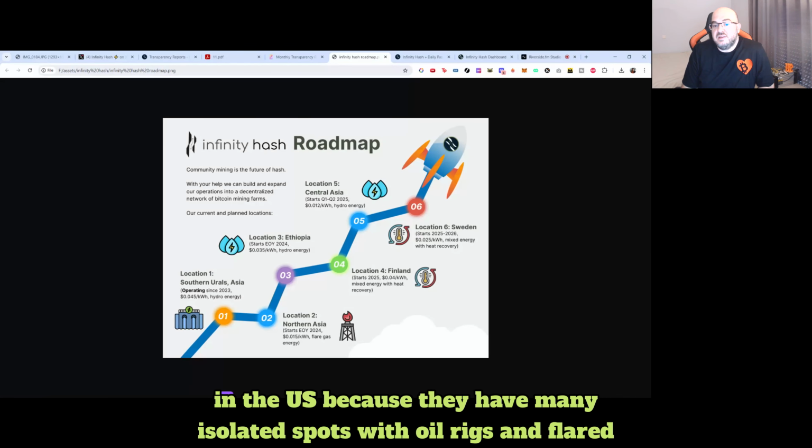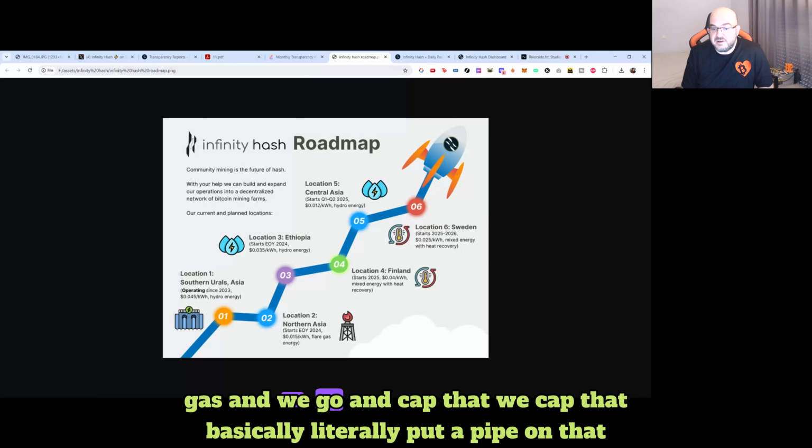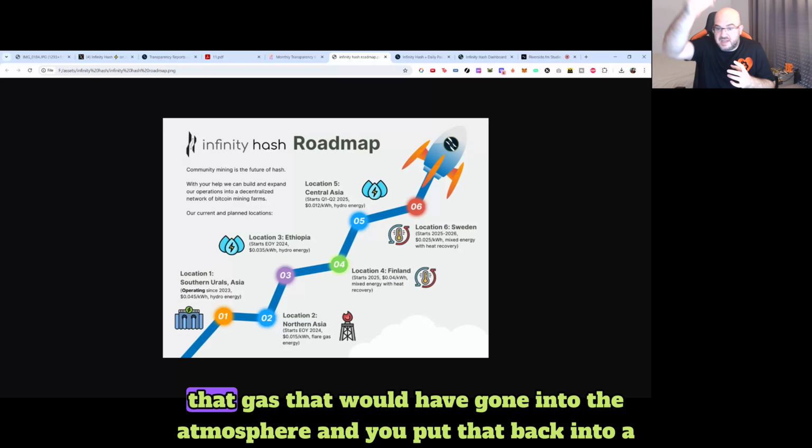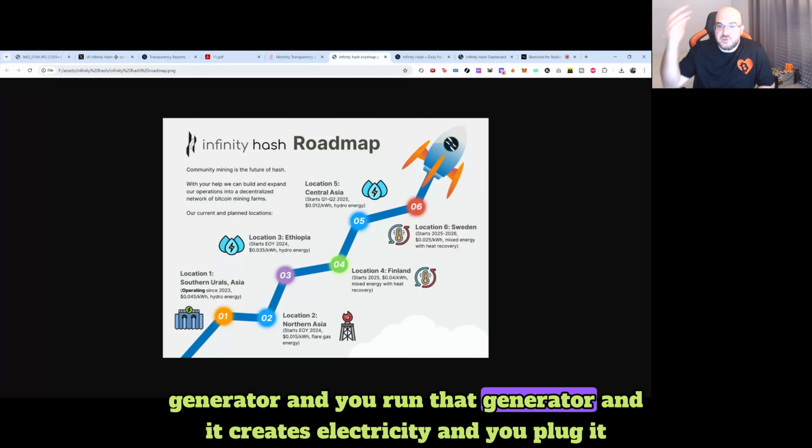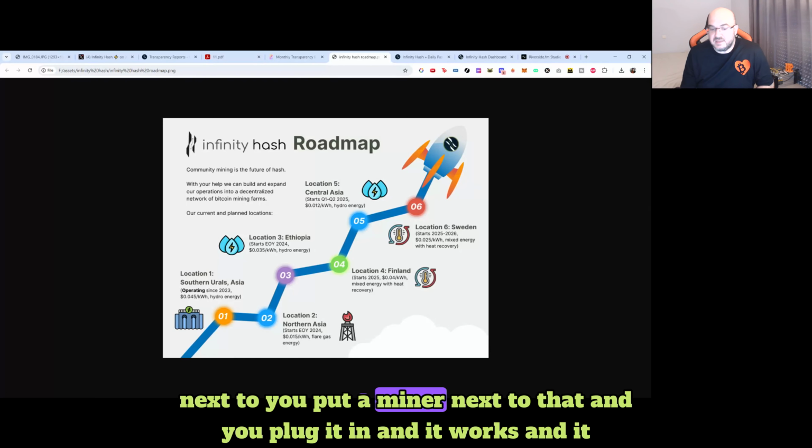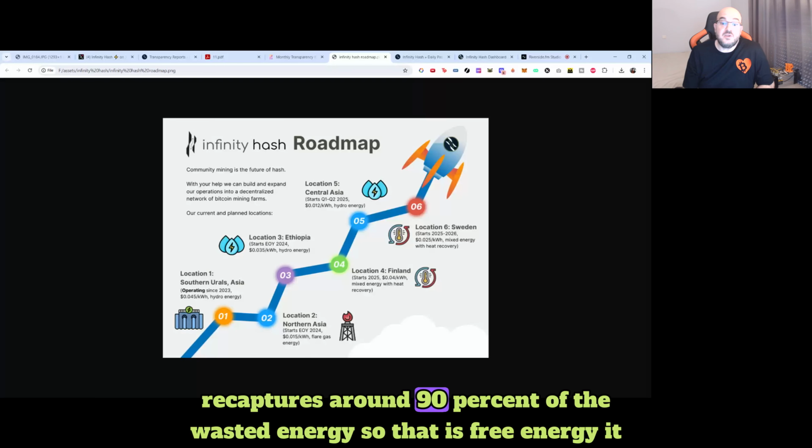So these locations, they do them in the US because they have many isolated spots with oil rigs and flared gas. And we go and cap that, basically, literally put a pipe on that and grab that gas that would have gone into the atmosphere. And you put that back into a generator, and you run that generator, and it creates electricity. You put a miner next to that, and you plug it in, and it works, and it recaptures around 90% of the wasted energy.